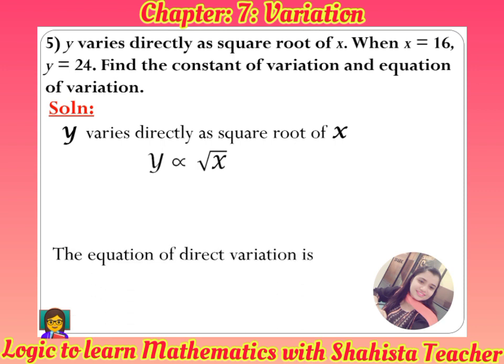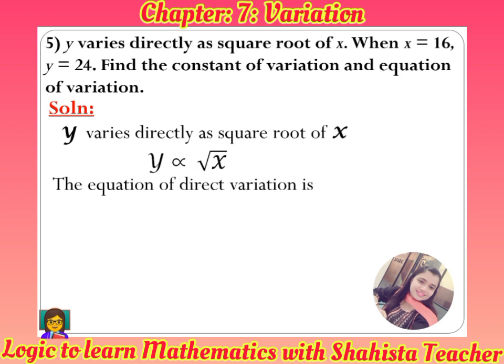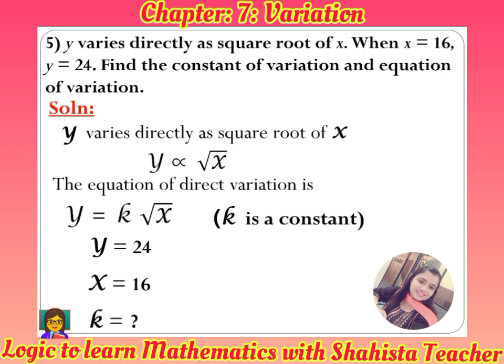The equation of direct variation is y is equal to k root x. k is the constant. y is equal to 24, x is equal to 16. We have to find the constant of variation and the equation of variation. So first we are going to find the constant of variation.